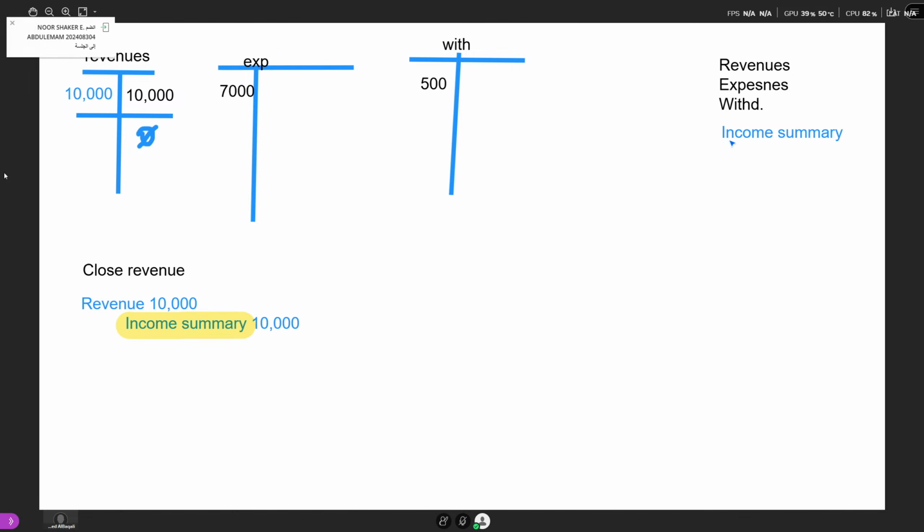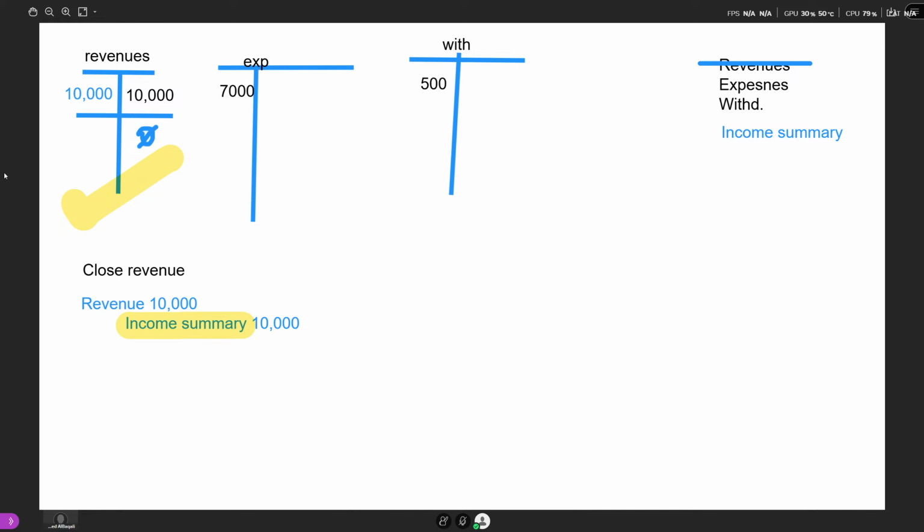So after I'm done closing the revenues and expenses, I will also close my income summary. So what I did so far is I closed my revenue. How? By debiting my revenue. Now I'm done. I closed the revenues for this period. So done. What I need to do is I also need to close my expenses.